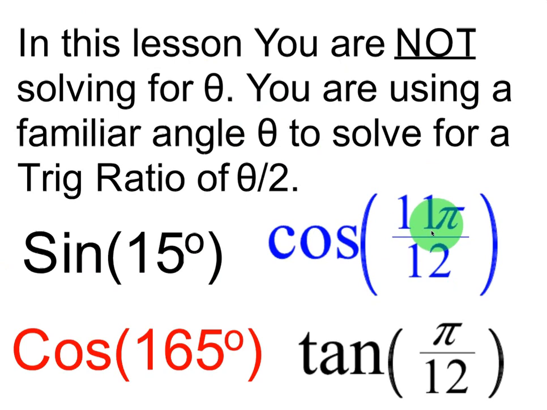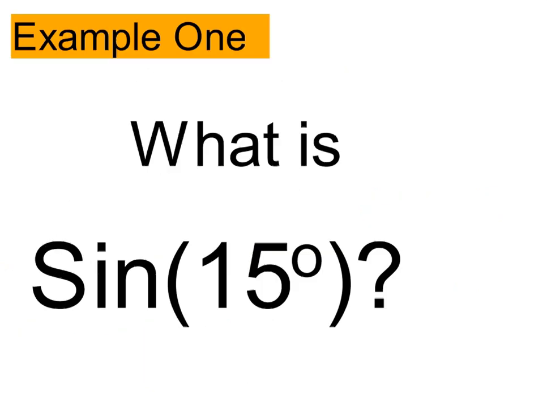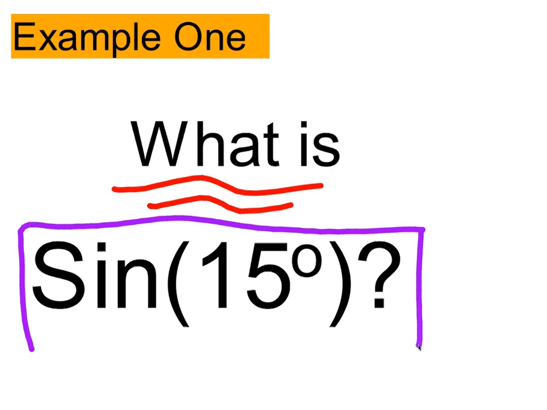And therefore we can figure it out. Next we have cosine of 165, which is half of 330. We already know 330 on the unit circle, so we could half that to figure out cosine of 165. And finally, tangent of pi over 12. Pi over 12 is half of pi over 6. So without further ado, our first example is, what is sine of 15 degrees?